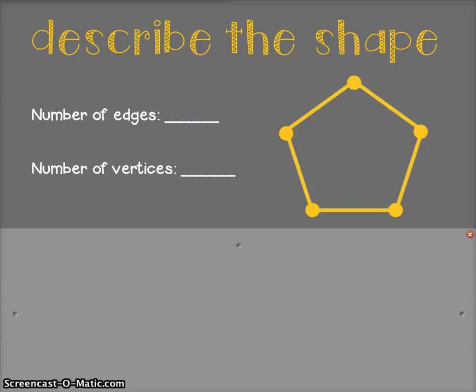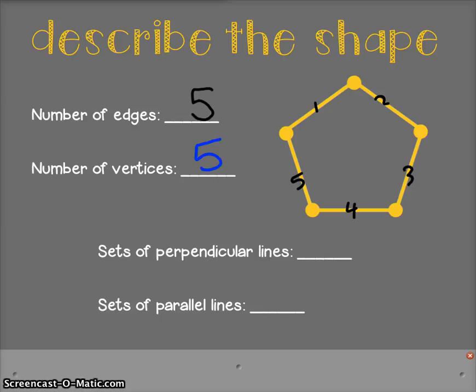What about this shape? How many edges or vertices does this shape have? Let's start with the edges. 1, 2, 3, 4, 5 edges. So then how many vertices? That's right, also 5. Does this shape have any perpendicular or parallel lines? No, it does not have any. Nice job, third graders.